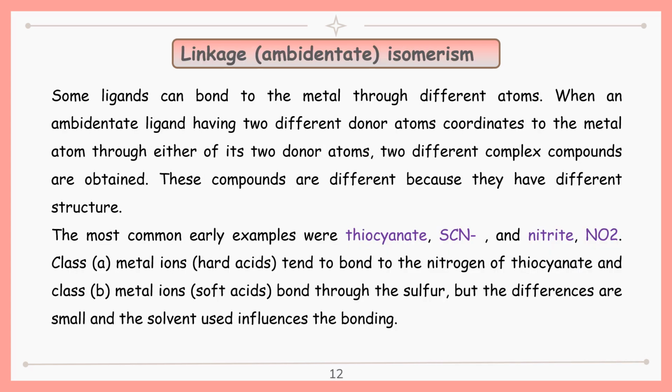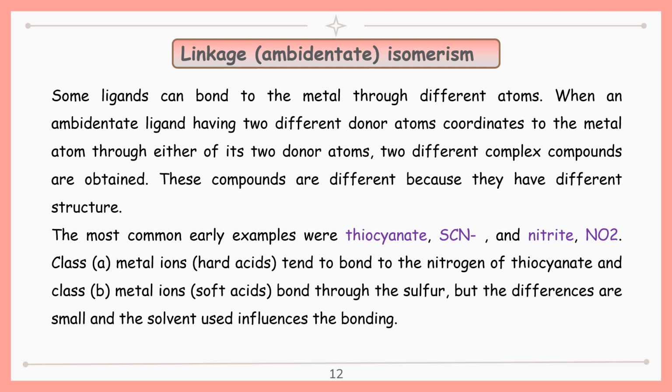Linkage or ambidentate isomerism. Some ligands can bond to the metal through different atoms. When an ambidentate ligand having two different donor atoms coordinates to the metal through either of its donor atoms, two different complex compounds are obtained. These are different because they have different structures. The most common examples are thiocyanate, isothiocyanate, nitrite, nitrito, etc.